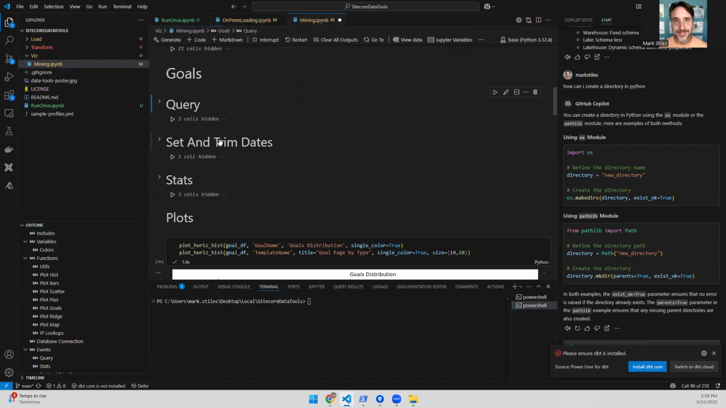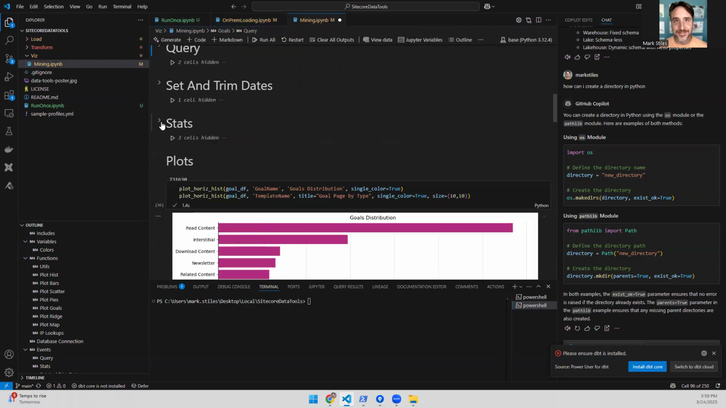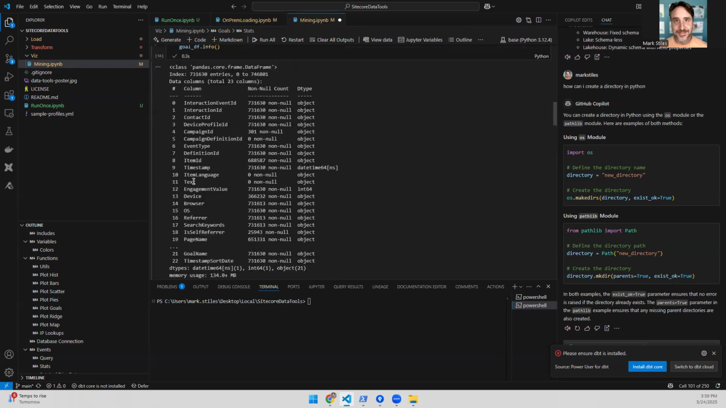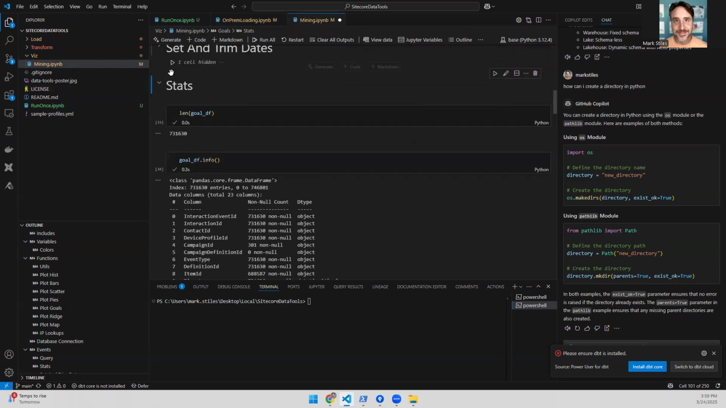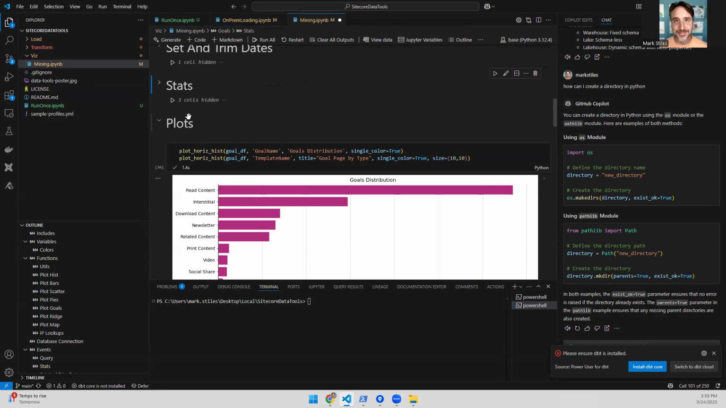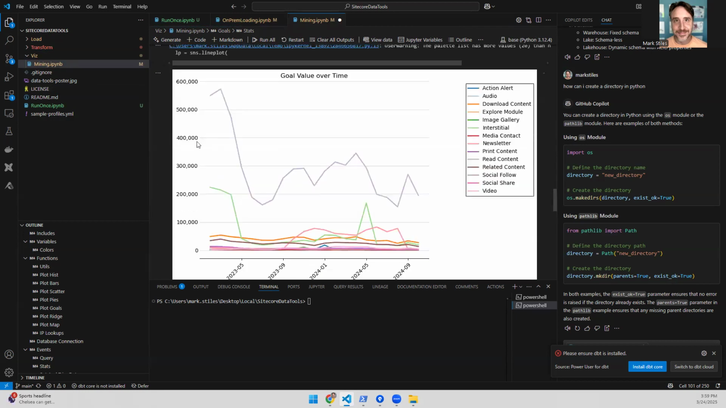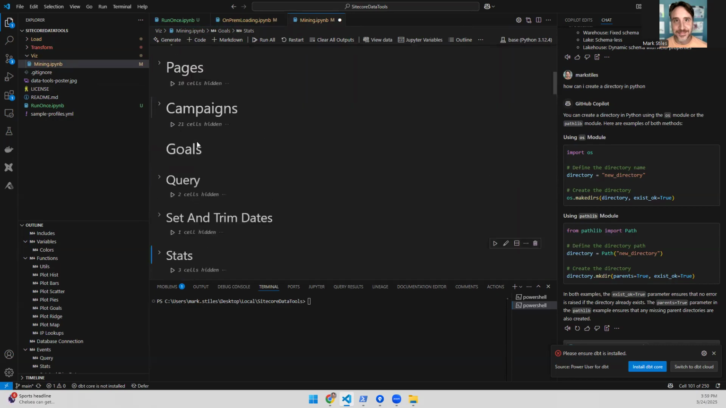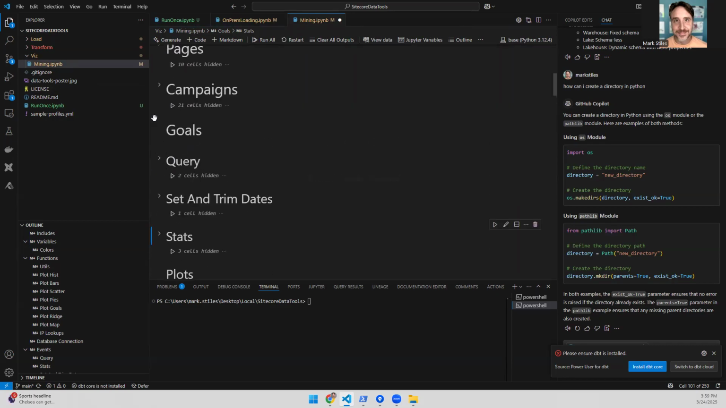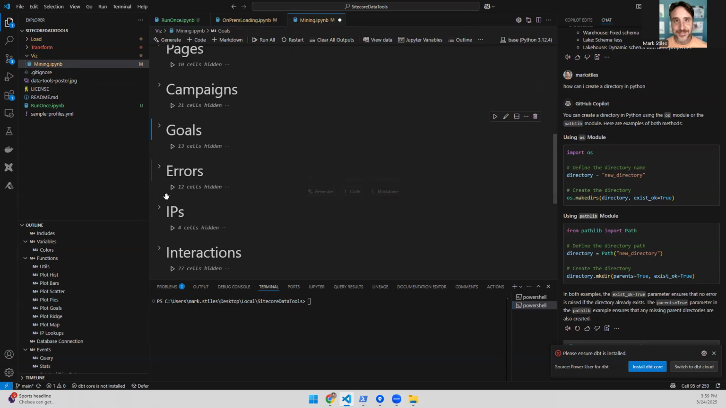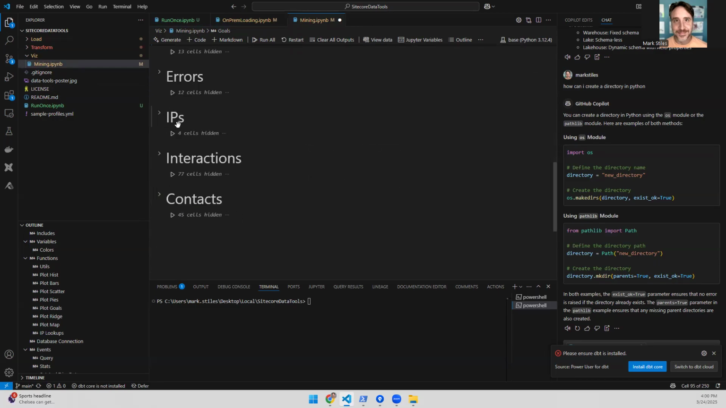I have some formatting on the time. Then I run some basic stats about how many entries there are, the columns of the table. Then I can start to run some plots, and now I'm starting to see these plots all show up. That's really what we're trying to do here: have the ability to go in and look at the errors, and do analysis on the IPs and interactions and contacts. And this is the one you get for the default one. This is one I've been working on for quite a while.